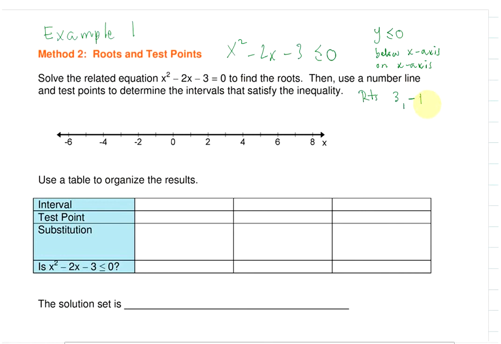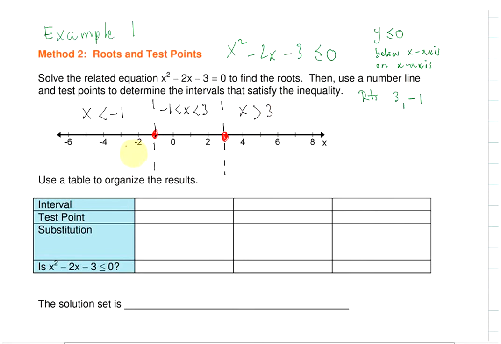You can do that by solving the related equation to find the roots, but like I said, we've already done it. And so what we're going to do is plot those on our number line. And because we are dealing with an inequality that is less than or equal to, and we want the values that are also on the x-axis, we're going to use closed circles at -1 and at 3. Okay, so what this does is divide our number line up into 3 regions: all those values for x which are less than -1, all the values for x which are between -1 and 3, and all those values for x which are greater than 3.